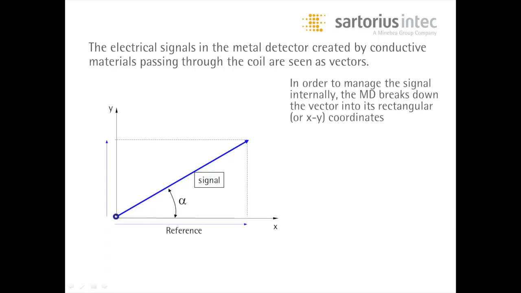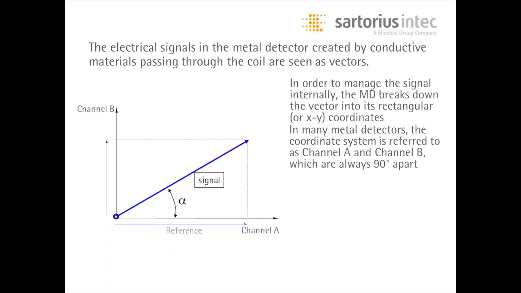So, in order to manage the signals internally, the metal detector has to break down the vector into its rectangular coordinates. So every vector has an XY coordinate. You can see it in the blue lines on the left and on the bottom of this chart. These are the rectangular coordinates of this signal vector that we're looking at here. This is the amplitude on the x-axis, and this is the amplitude on the y-axis. And we know that these are 90 degrees apart.